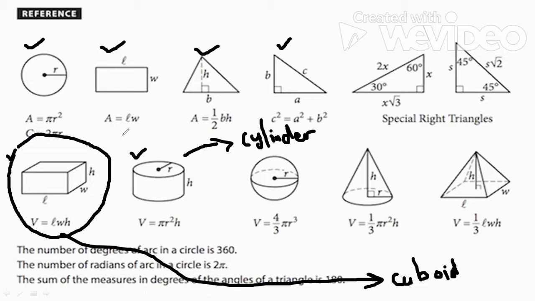No, a dice is not a cuboid. A dice is actually called a cube. The difference between the cube and the cuboid is that in the cube, all sides are what? Equal. Right.